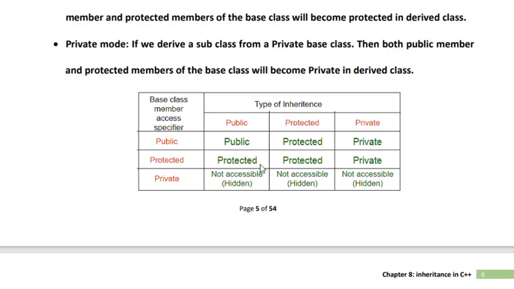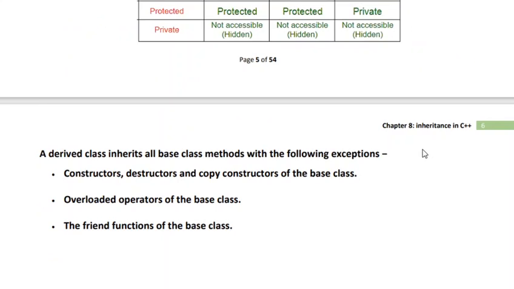So again, I'll repeat it. If you go for public mode of inheritance, public will be public, protected will be protected, and private cannot be inherited. If you go for protected mode of inheritance, then public will be protected, protected will be protected, and private cannot be inherited. Likewise, if you go for private mode of inheritance, then public will be private, protected will be private, and private cannot be inherited, so it's not accessible.